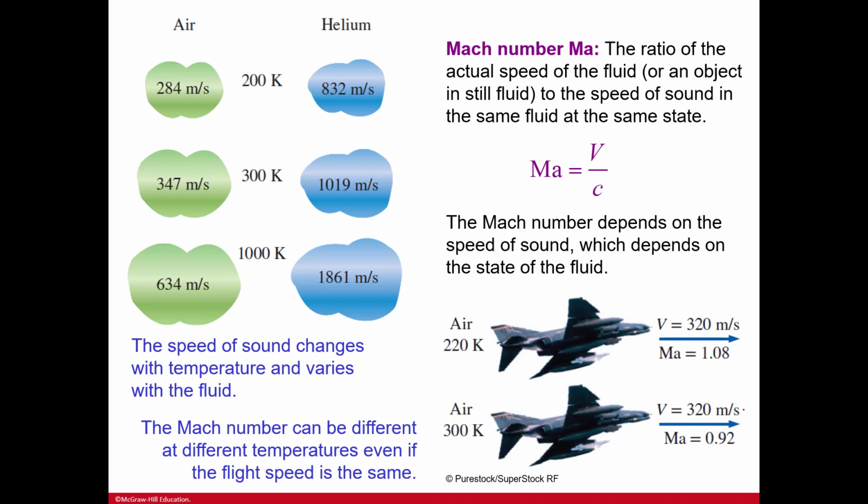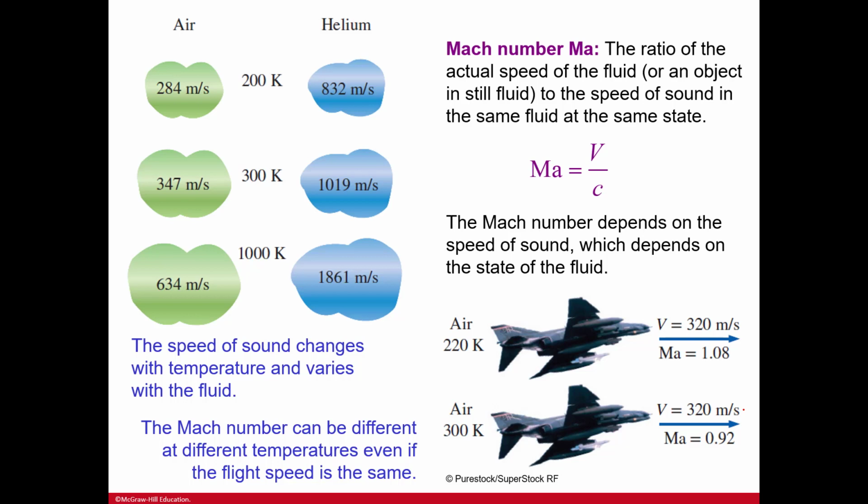So if you have velocity staying the same, right, the plane's still going 320 meters per second in both situations, but just the air temperature is different, then your Mach number is going to change as well. Because remember, the temperature drastically affects pretty much everything that we talk about.